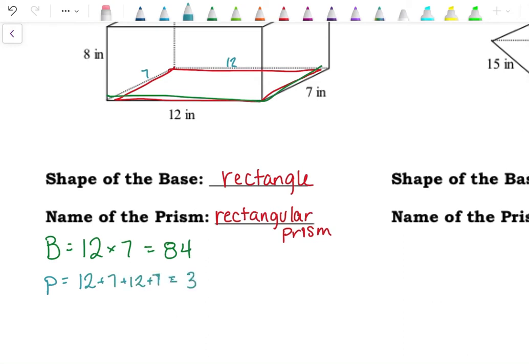And I get 38 for my perimeter. And the last thing I need is the height of this prism. The height of this prism is going to be 8. So that was easy. Didn't need to do any math there.